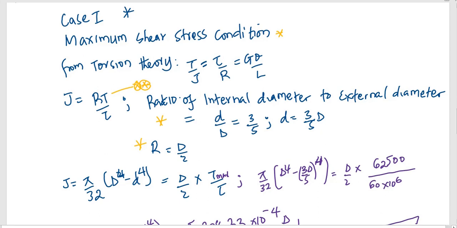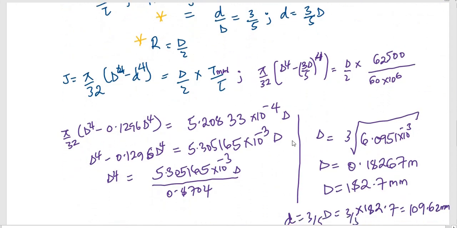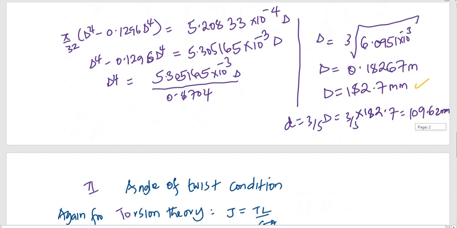Then when we simplify and solve for D, we realize that our outside diameter is equal to 182.7 millimeters. Now what about the small diameter or the internal diameter? It is given by the ratio 3/5 that has been given. So 3/5 times the outside diameter, we multiply by 182.7, which is equal to 109.6 millimeters.